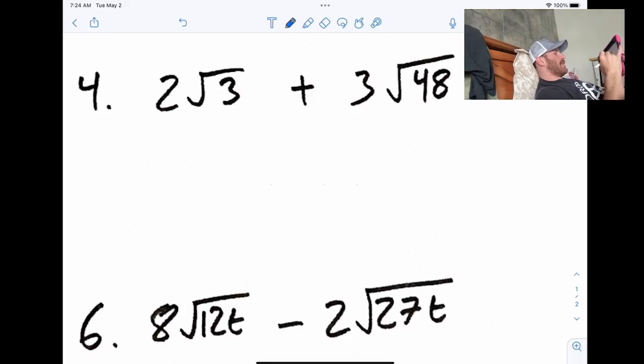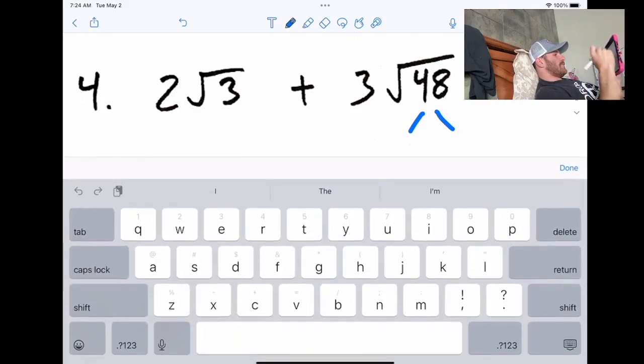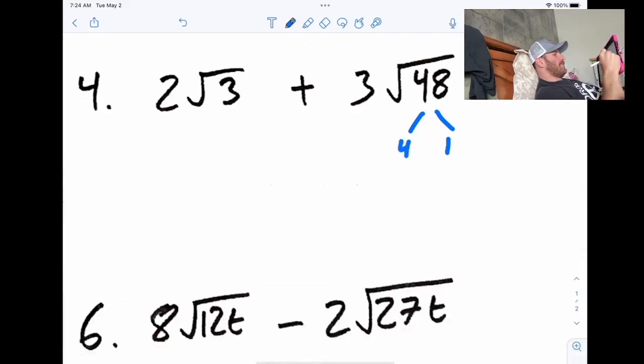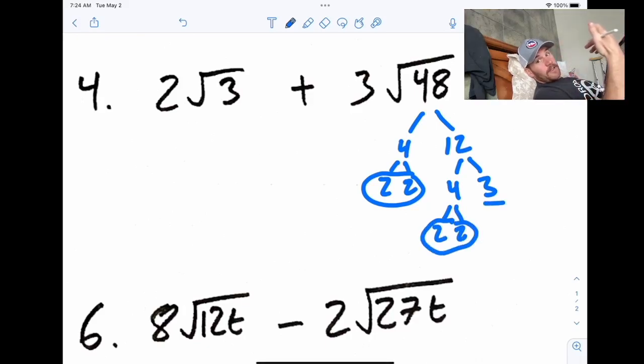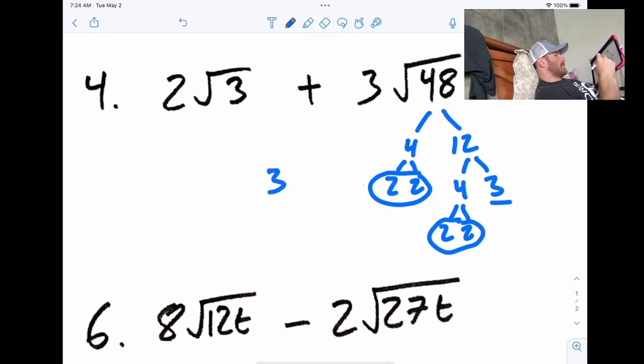So I'm going to divide it by, well, I know that 48 we can separate into 4 and 12. Right? 4 separates into 2 and 2, so we have a pair of 2's. 12 separates into 4 and 3, and 4 separates into 2 and 2 again. All right, so we have our 3 that is alone. That's great. And we have two 2's outside, so this is going to become 2 times 2. Well, actually, remember, we've got to bring the 3 down. 3 times 2 times 2 times the square root of 3.